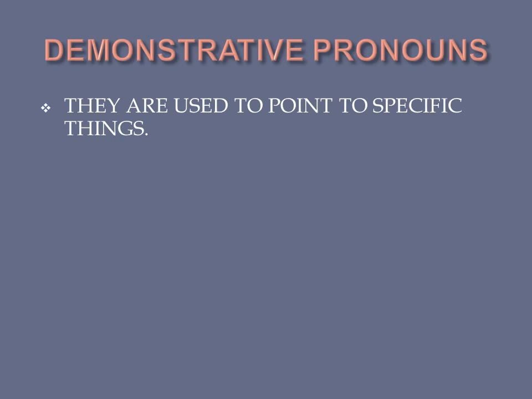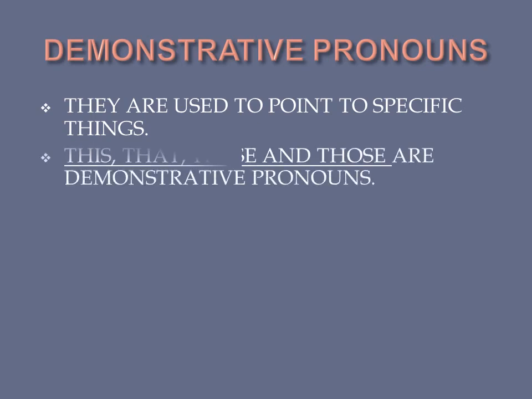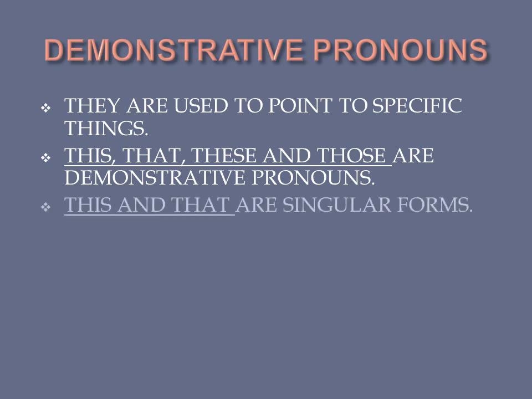Now what are demonstrative pronouns? Demonstrative pronouns are used to point to specific things, just to point out or mark specific things. And you will be happy to know there are only 4 demonstrative pronouns that we are going to discuss. Which are they? This, that, these, and those. So these are the 4 demonstrative pronouns we use in different sentences.